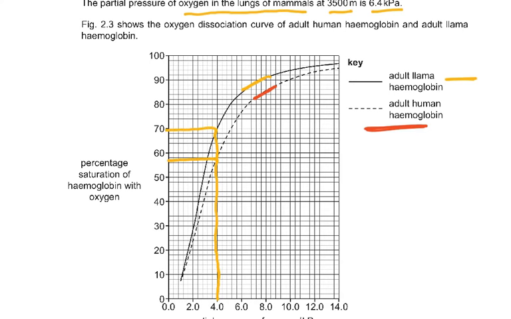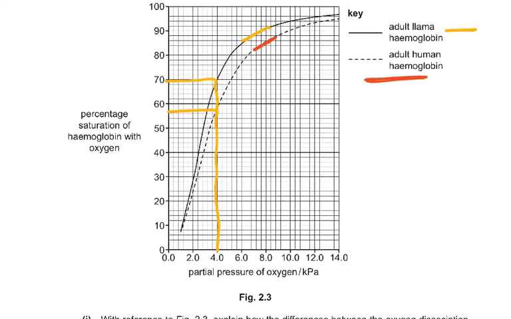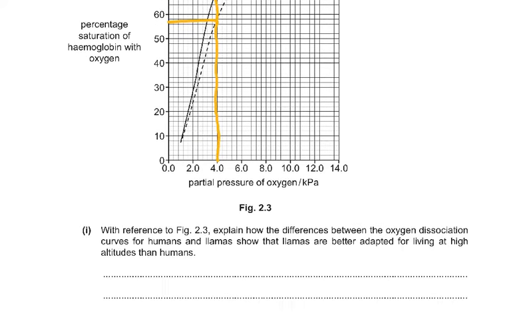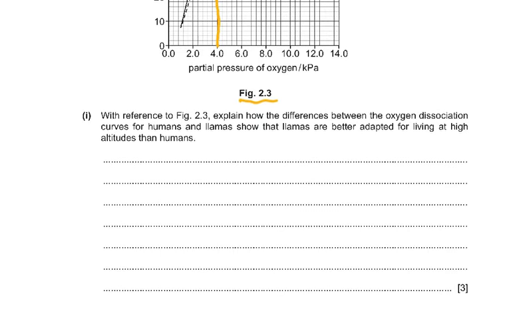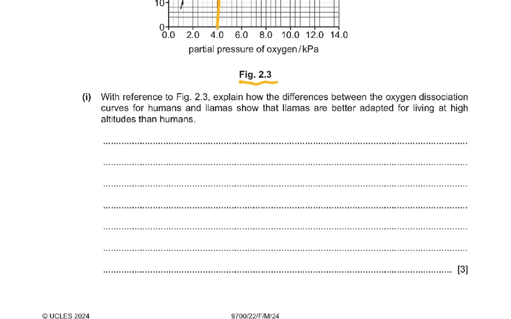So one of them has a greater affinity. The llama one has a greater affinity for oxygen, doesn't give up its oxygen that easily. More affinity means it will have more percentage saturation of hemoglobin with oxygen. At any one point, just look at it, and that gives you a very good clue of what they're going to ask you in this question. With reference to figure 2.3, explain how the differences between the oxygen dissociation curves for human and llama show that llamas are better adapted for living at high altitudes than humans.